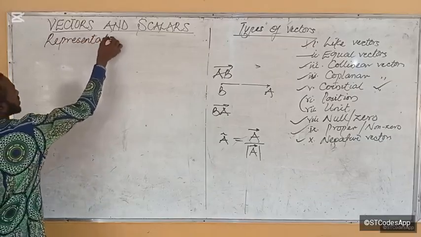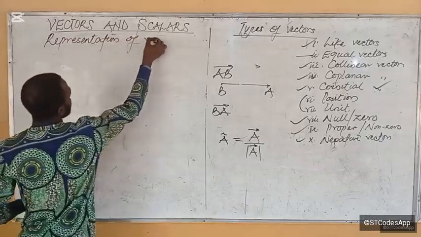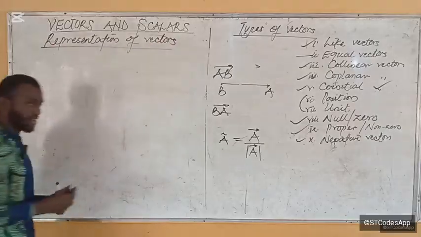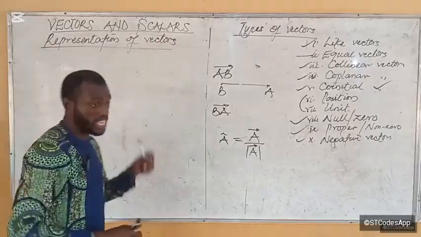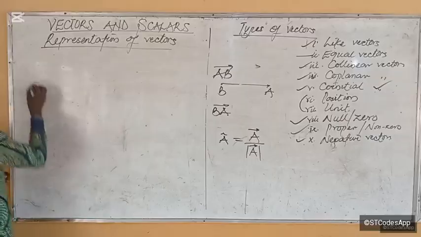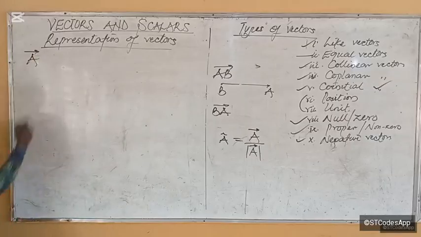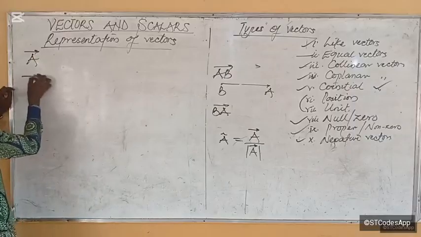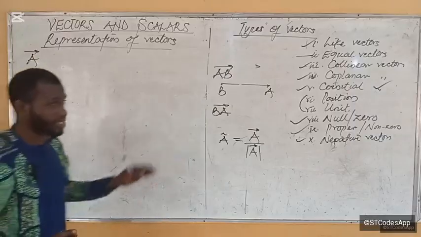How do we represent vectors? Representation of vectors. Vectors are represented in magnitude and direction. But basically, we just use arrows. If I say vector A, this will represent vector A. If I say vector B, this will represent vector B. Is that clear? That's all.